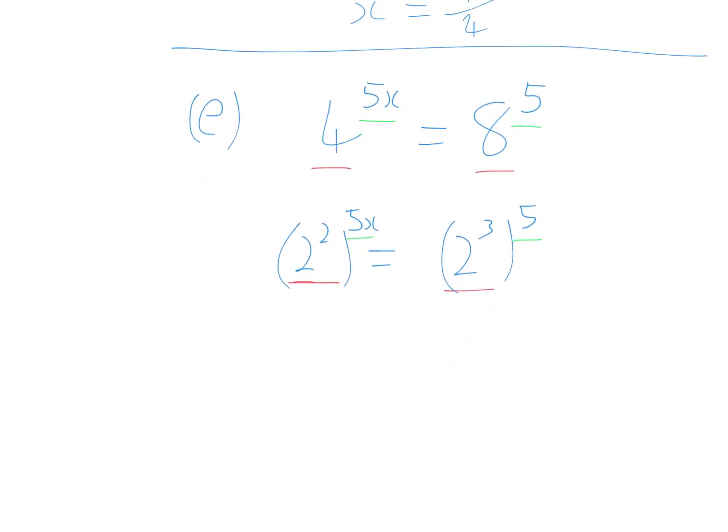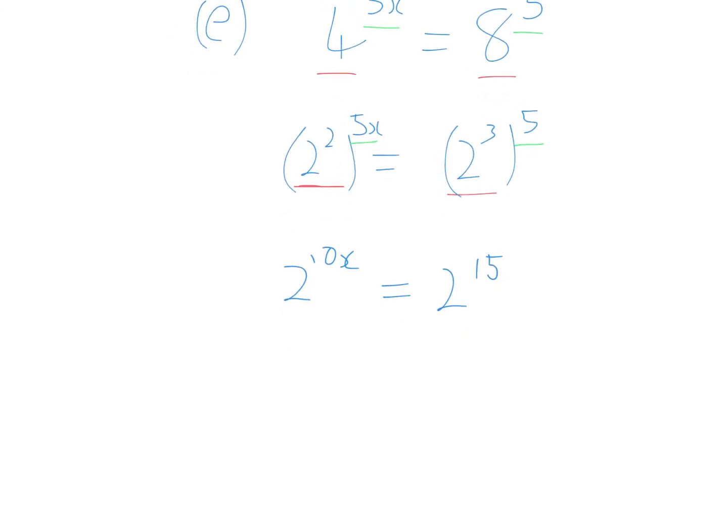Index law 3 I'm going to use again now, because I've got a power to another power. So that means I multiply the powers to make that look nicer. So 2, and then 2 times 5x will give me 10x. On the right hand side, 3 times 5 will give me 15. So I've simplified my powers.